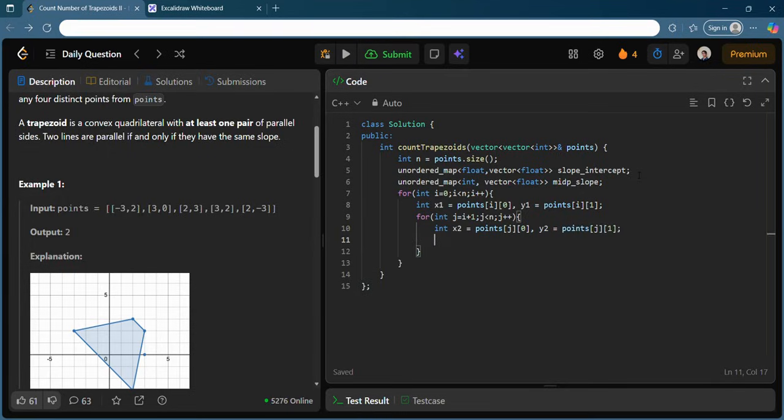Okay, so you have these things with you right now. And to calculate the slope, let's calculate dy by dx. So dy, I hope you know this, dy is nothing but y2 minus y1. It's as simple as that. And dx is nothing but x2 minus x1. Now comes the very interesting part, calculating the slope and intercept. So let's have float for these, float of slope and intercept. We will calculate that.